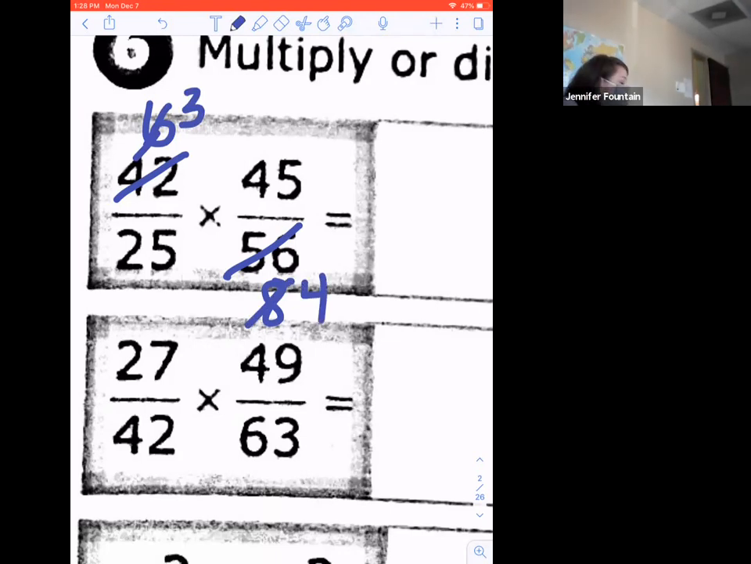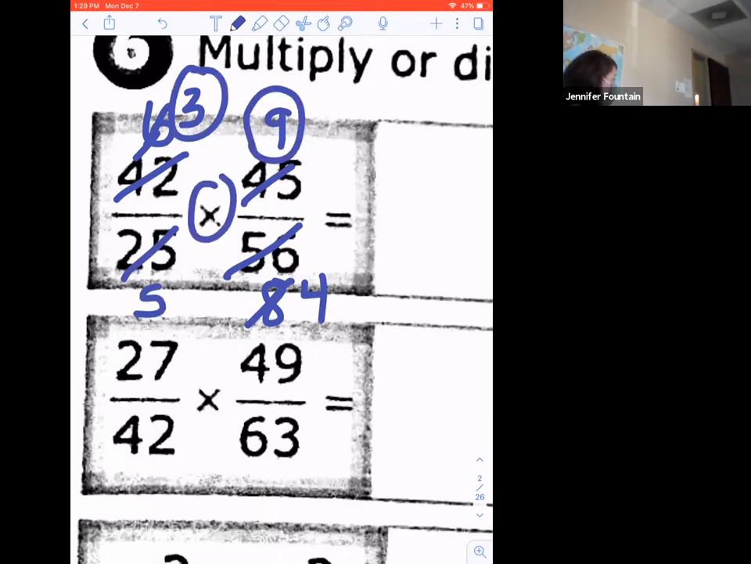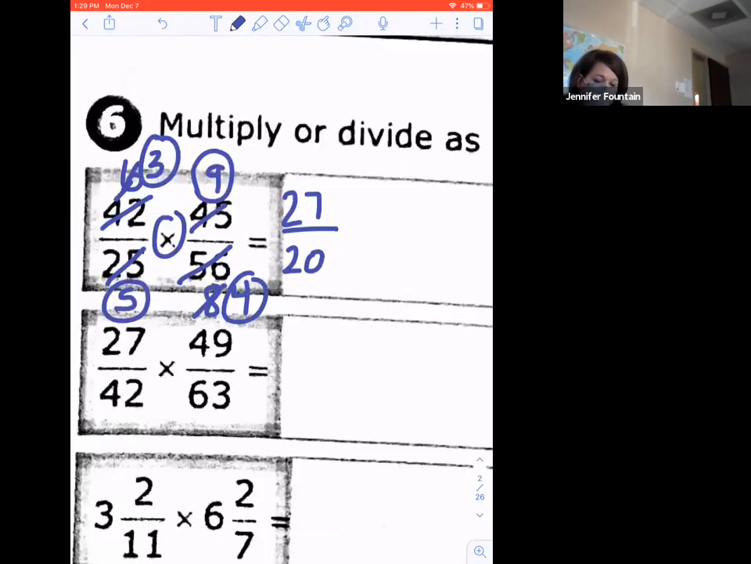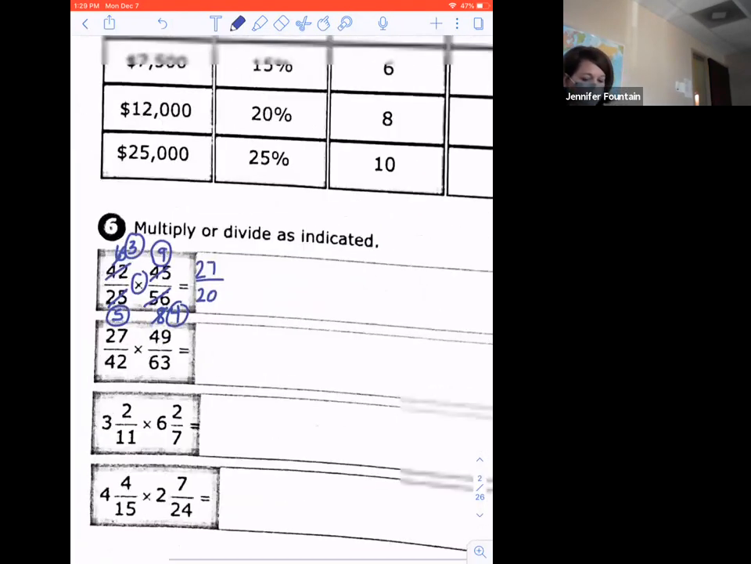What about 45 and 25? What are they both divisible by? 5. What's 45 divided by 5? 9. 9 times 5 is 45. What's 25 divided by 5? 5. So now I can see I've got 3 times 9 is 27 over 5 times 4 is 20. So 27 over 20, and we can leave it as an improper fraction.